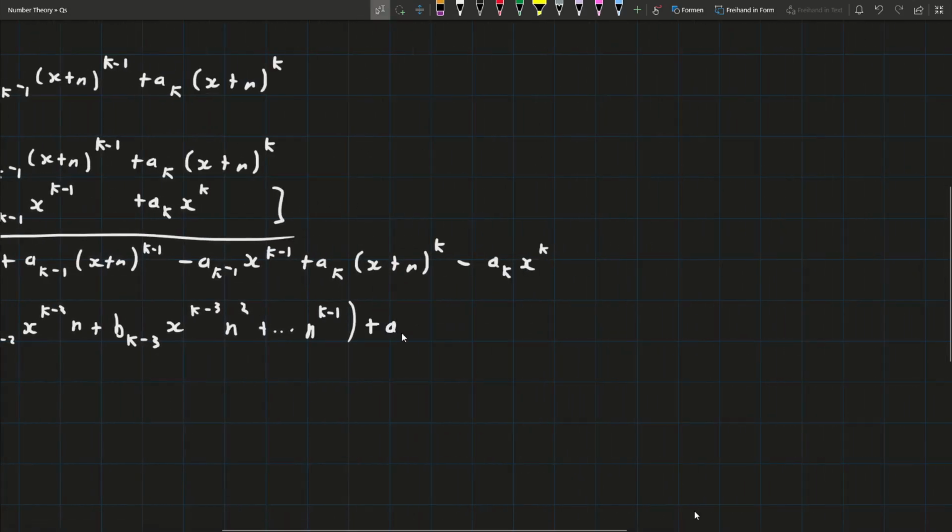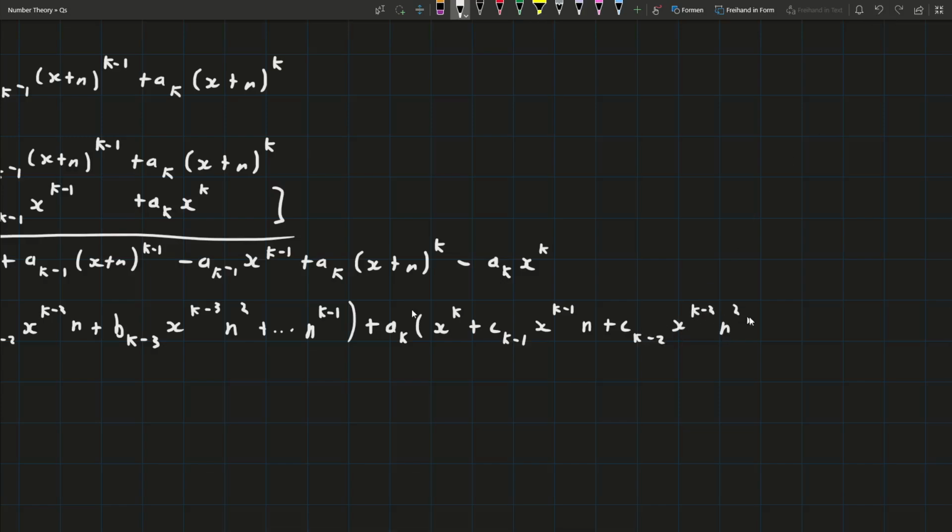So we'll have plus a sub k, factor that out. Then we'll have x to the power of k. Then we'll have plus, now I used b here, so I'm going to use c as my coefficient. So we'll have c sub k minus 1. Then we'll have x to the power of k minus 1 times n. Then we'll have plus c sub k minus 2, then x to the power of k minus 2 times n squared. Plus that'll keep going on. And then the last term will be plus n to the power of k, as per the binomial expansion. Then we have minus x to the power of k.